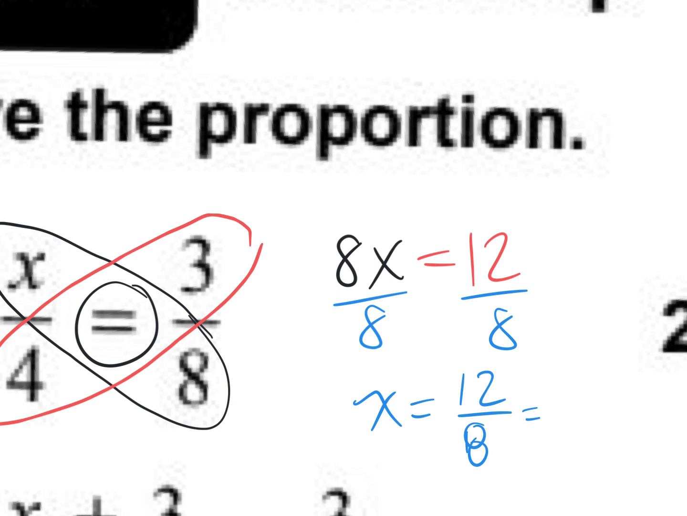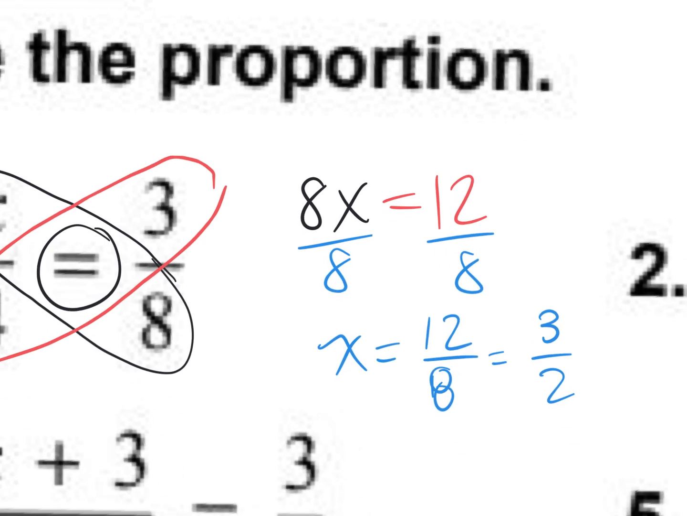1.5, or if we leave it as a fraction, 3 over 2. Because both 12 and 8 have what as a common factor? You can divide both of them by 4. Okay? 3 over 2 is the correct answer. If you put 1.5, that is also correct. Okay?